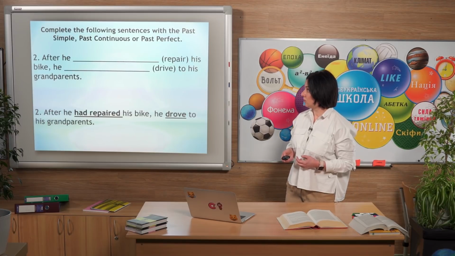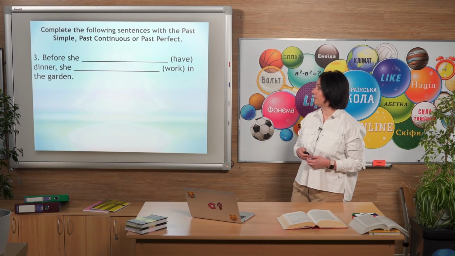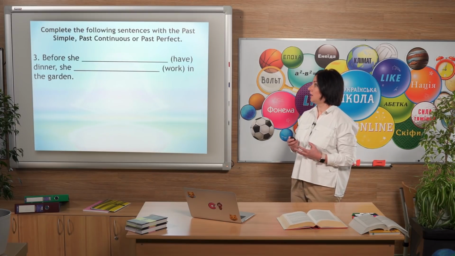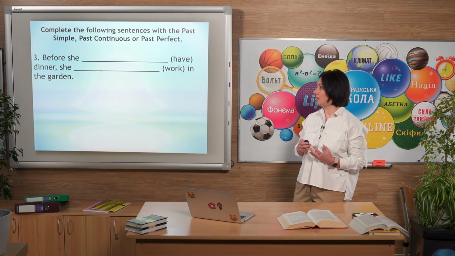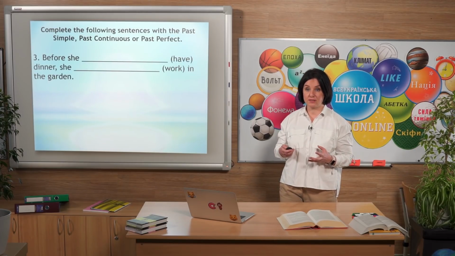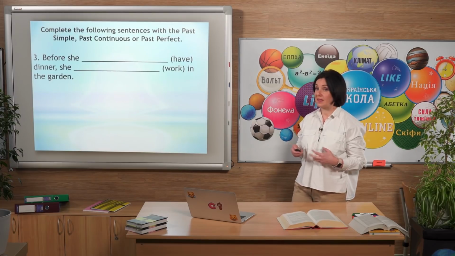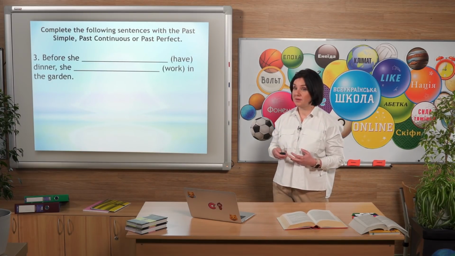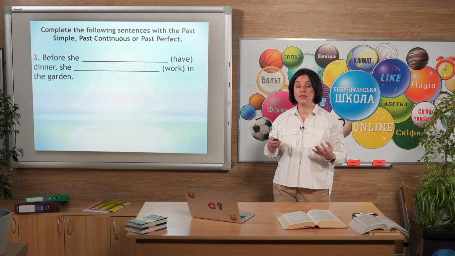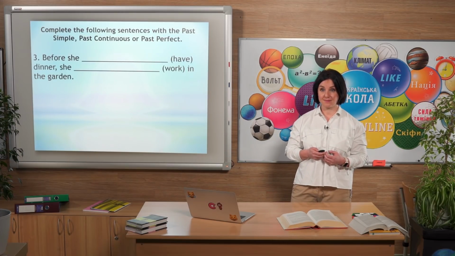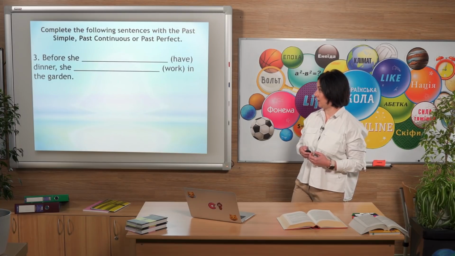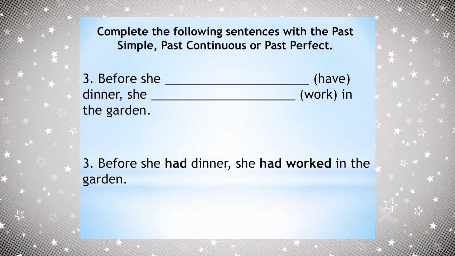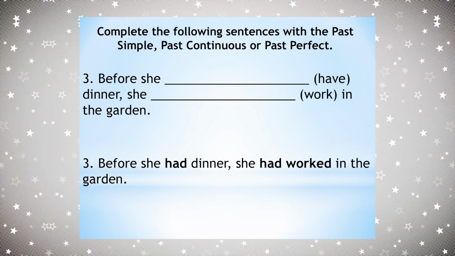Okay. One more. Before she has dinner, she works in the garden. Again, we've got two actions and one happened before the other. So what happened first? She worked in the garden. That is the first action. And what happened then? She had dinner. Think, open the brackets, and then check the answer. Okay. Here it comes. Before she had dinner, she had worked in the garden.